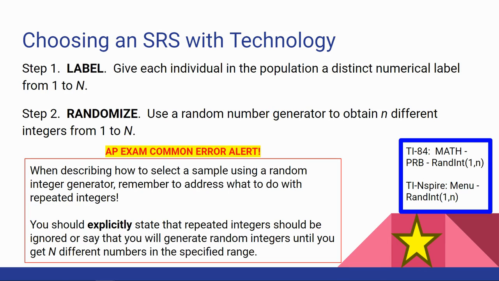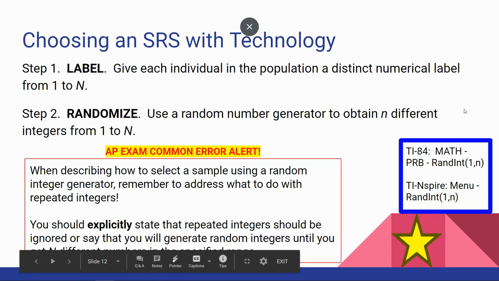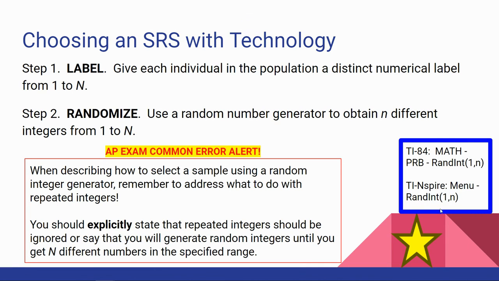So using a TI-84, you would push math, PRB, and randInt(1, and then the number of people in your population. Same thing basically with Inspire, it's just a different menu option.